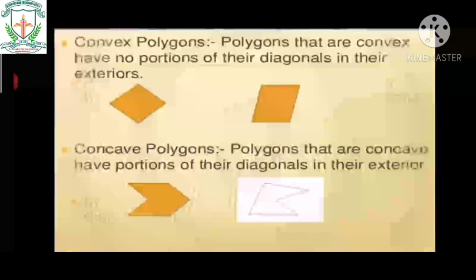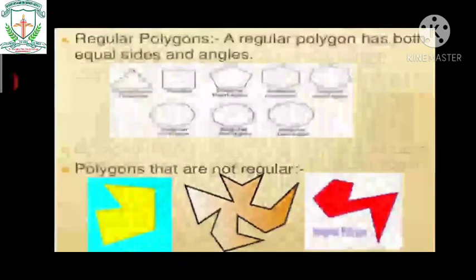Now let's discuss various categories of polygons. Polygons can also be regular or irregular. In that, first one is regular polygons. Regular polygons have both equal sides and equal angles, or we can say all sides and all angles are equal.